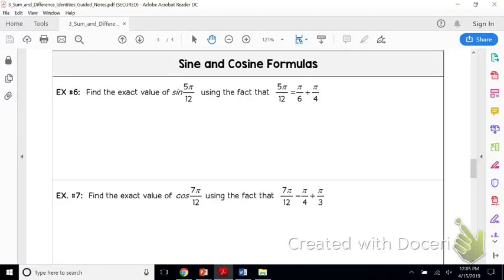It says find the exact value of sine of 5 pi over 12 using the fact that 5 pi over 12 is equal to pi over 6 plus pi over 4. So we're looking for sine of 5 pi over 12.